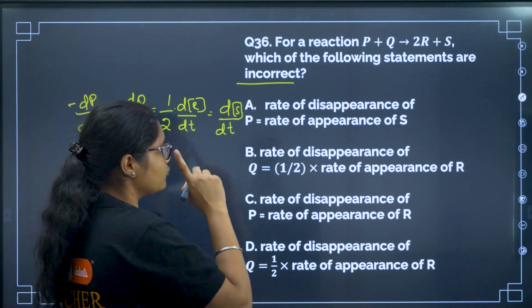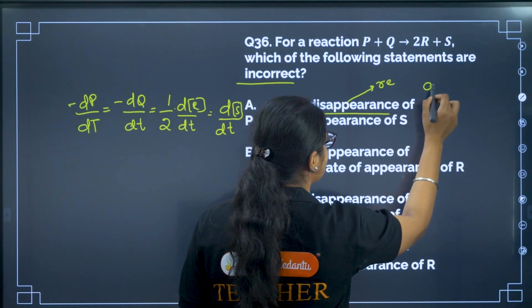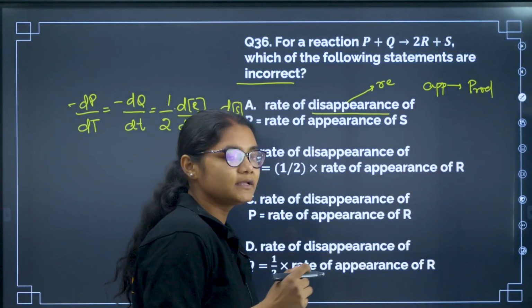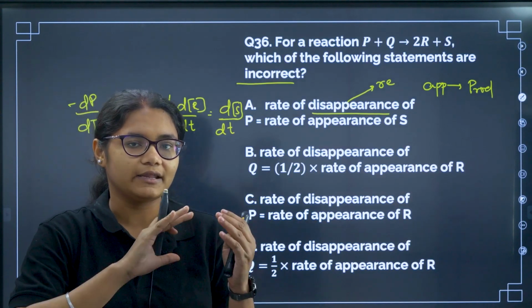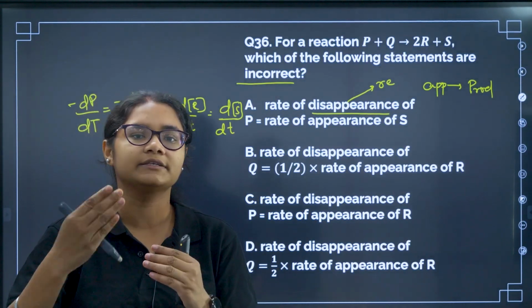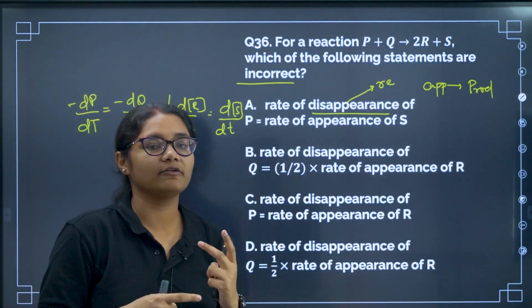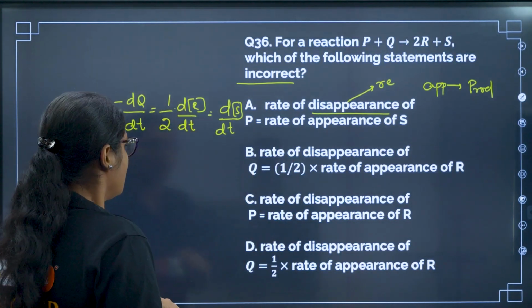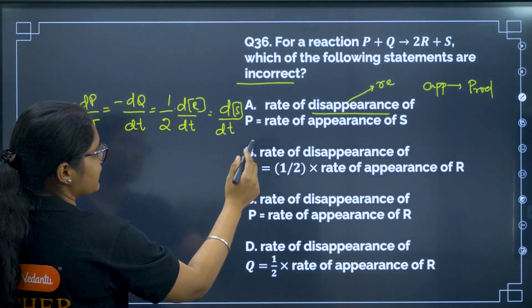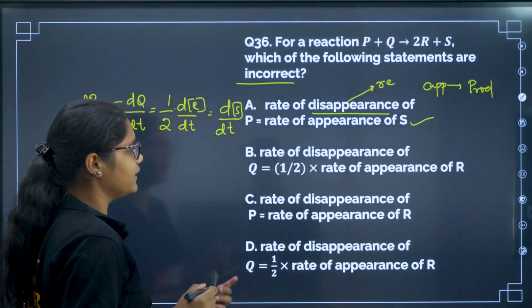One more thing, the word disappearance should be used for reactants and the word appearance should be used with products. Why? Because when the reaction continues, reactants' concentration keeps on decreasing and product concentration keeps on increasing. So we will say rate of disappearance for reactants and rate of appearance for products. Rate of disappearance of P is equal to rate of appearance of S. This is correct. We have to tell the incorrect one.